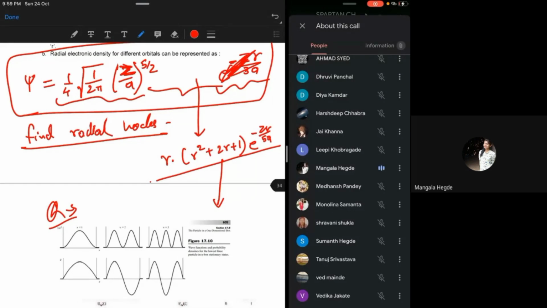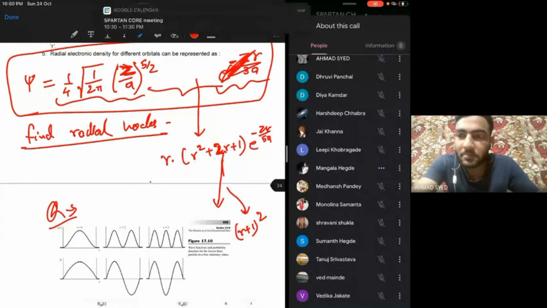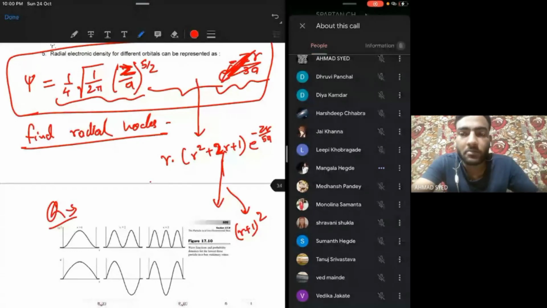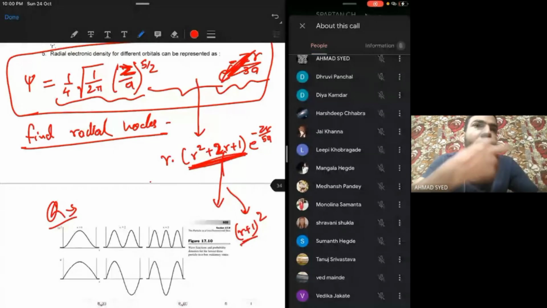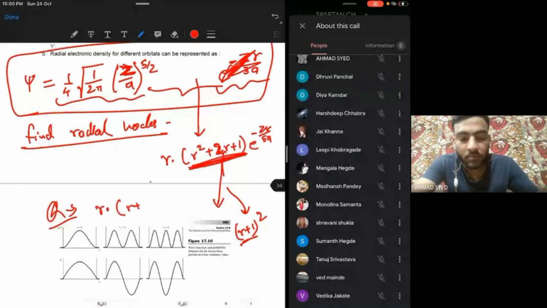r square plus 2r plus 1 is equal to 0. Then split it: this is r square, this is 1, and here you have 2r. This is nothing but r plus 1 whole square. (a plus b) whole square is a square plus b square plus 2ab. All you need to do is solve r into (r plus 1) whole square equals 0.